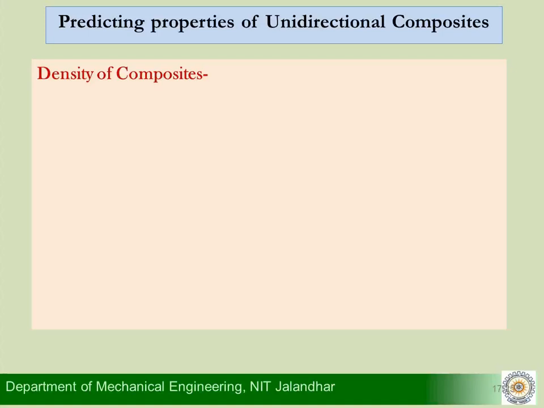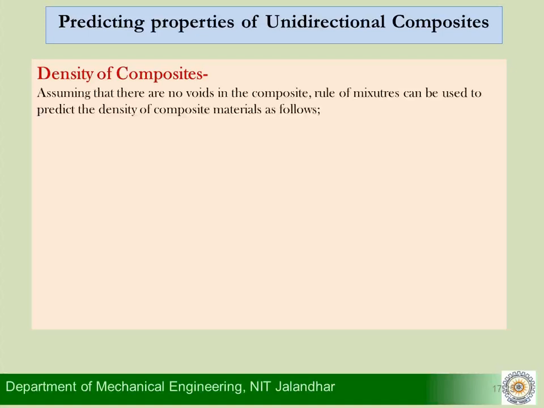There are a few assumptions which we need. The basic underlying assumption in this property prediction is that it is a two-phase system and there are no voids. So what you have is only two phases. One phase is the fibers and the second phase is the matrix. Going by that, we can simply write that the total mass of the composite is the mass of the fiber plus the mass of the matrix material.